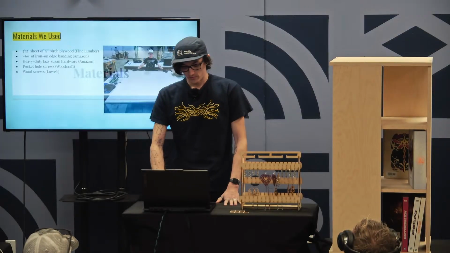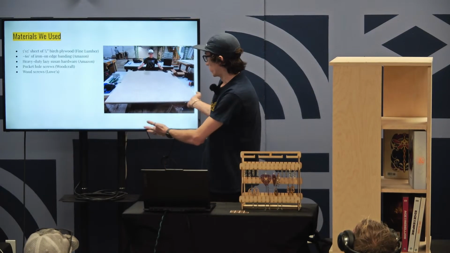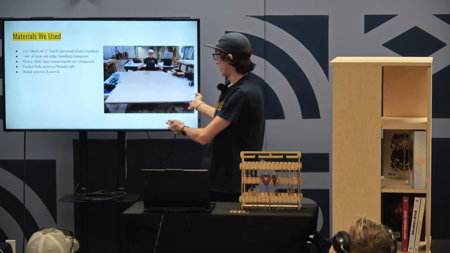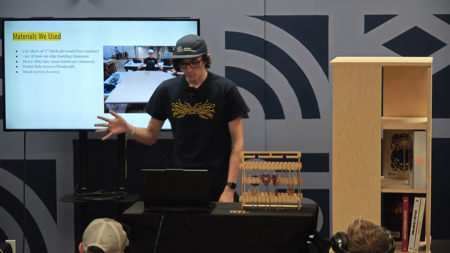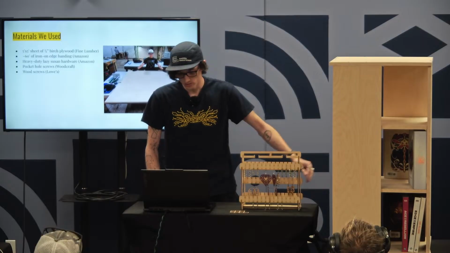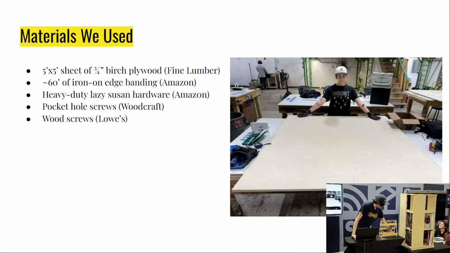So then materials, this is gonna be very short. We bought a 5-foot sheet of plywood at Fine Lumber just behind us here. We used about 60 foot of iron-on edge banding for all of the edges that we got on Amazon. The Lazy Susan, which you unfortunately cannot see sandwiched in here, we also got on Amazon, and then screws, of course.